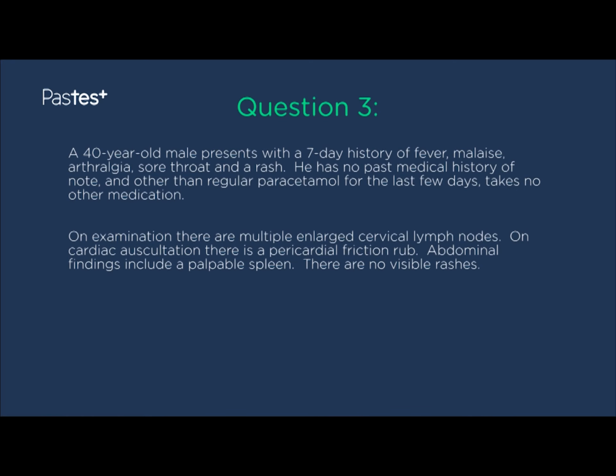Question 3. A 40-year-old male presents with a 7-day history of fever, malaise, arthralgia, sore throat, and a rash. He's got everything wrong with him. No past medical history of note. Other than regular paracetamol for the last few days, he takes no other medication. On examination, there are multiple large cervical lymph nodes. On cardiac auscultation, there's a pericardial friction rub. And the abdominal findings include a palpable spleen. There's no visible rash when you examine him.